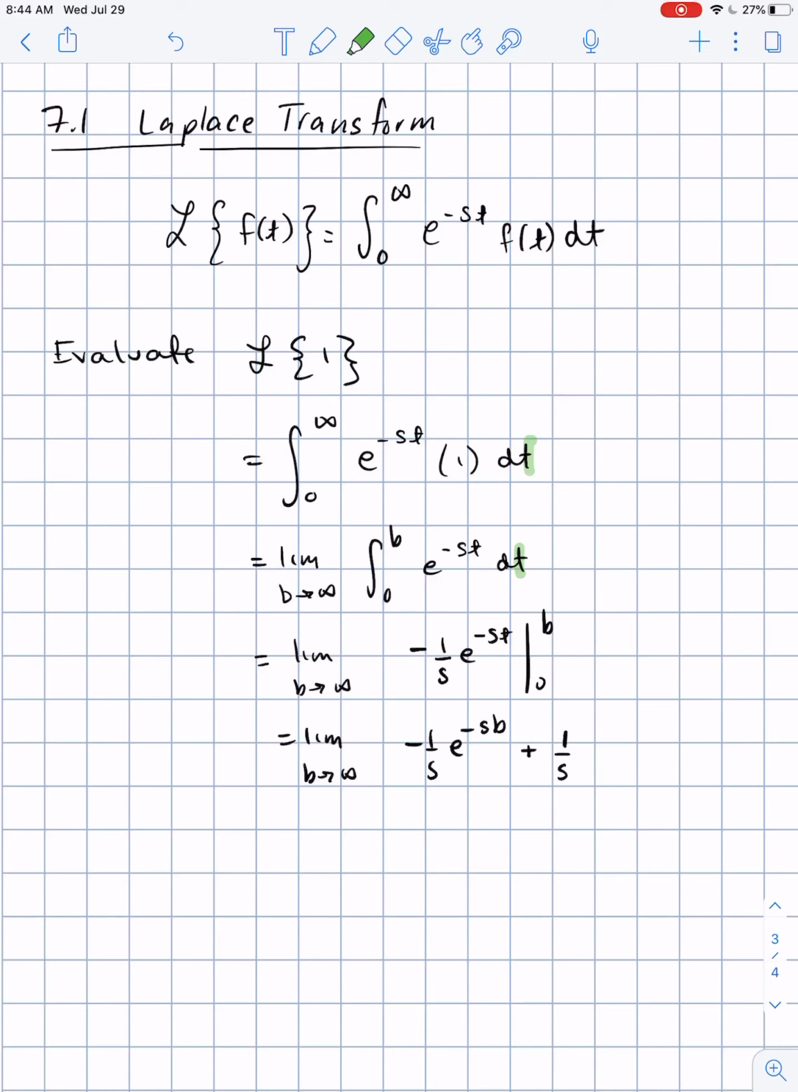What is the limit of e raised to the negative sb as b goes to infinity? If you remember your exponential functions, e to the negative x looks like that, so as it approaches infinity, that's going to be 0. So you get 0 plus 1 over s, or just 1 over s.